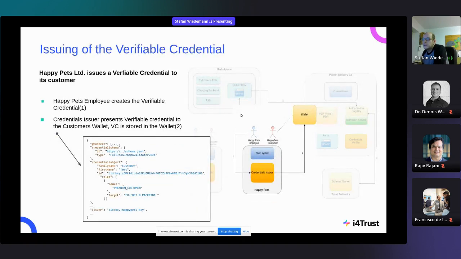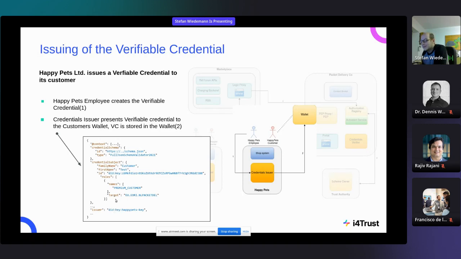Now we need to do the issuing of the verifiable credential that you also have seen. This will only involve the system of Happy Pets here. An employee of Happy Pets then can create a verifiable credential. This is basically how a verifiable credential looks in JSON. So we have a context, we have schemas, then we have the, in our case, important part of the credential subject. This is basically defined by the type of the credential.